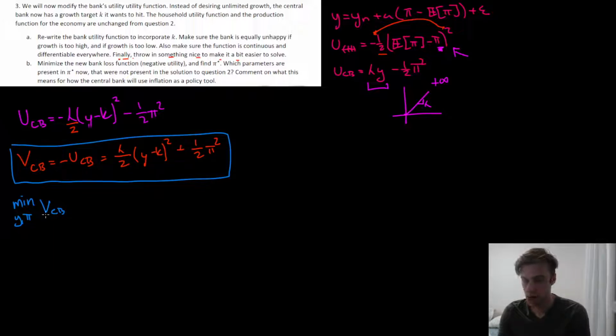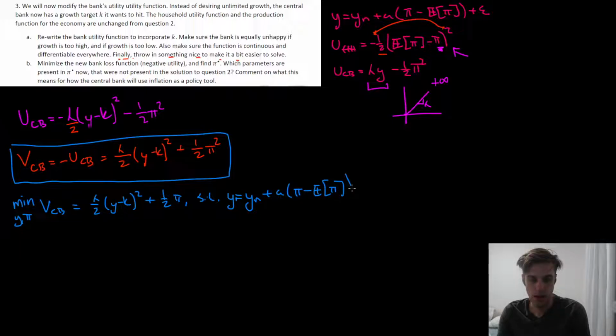Great. Okay, so now we're minimizing with respect to VCB, which is equal to our function here, lambda over 2 y minus k squared plus 1/2 pi squared, subject to the production function, which it says is unchanged from question 2. Y equals yn plus a pi minus expected pi plus epsilon.